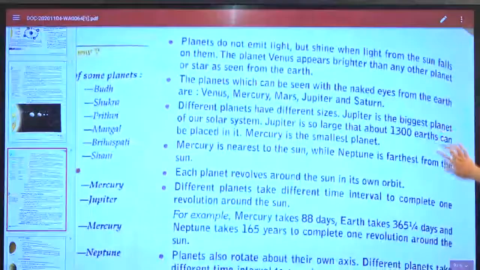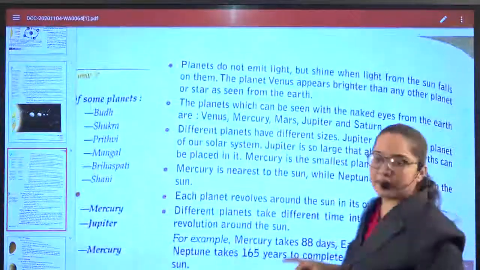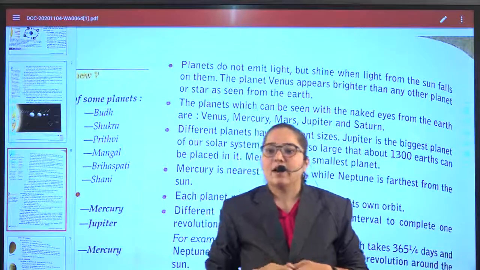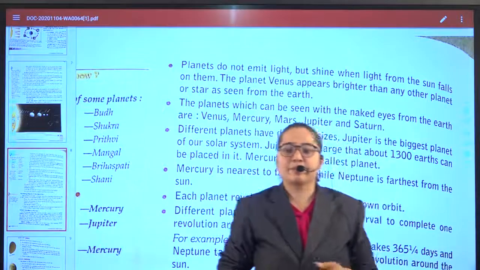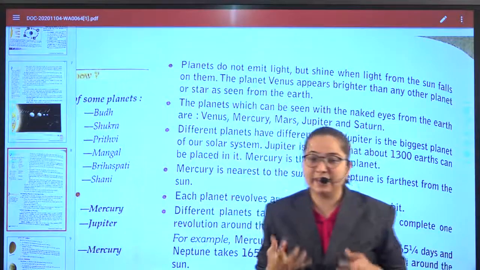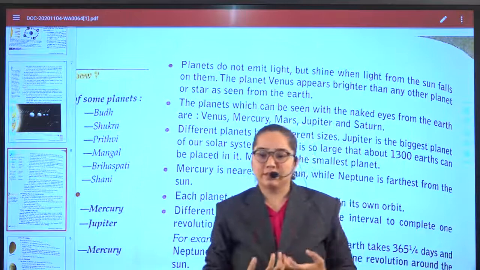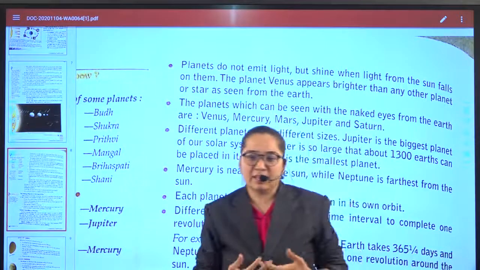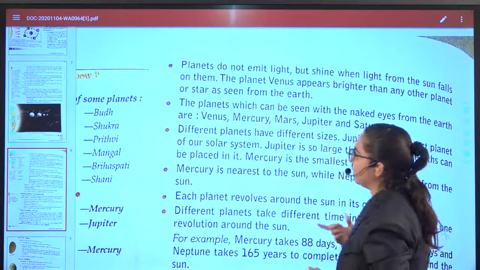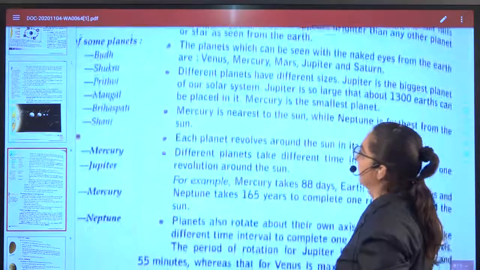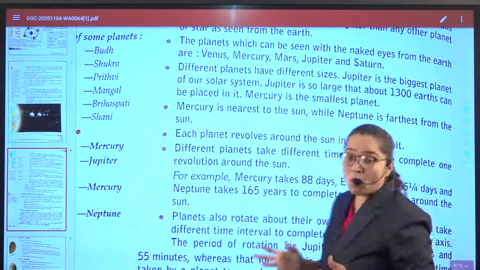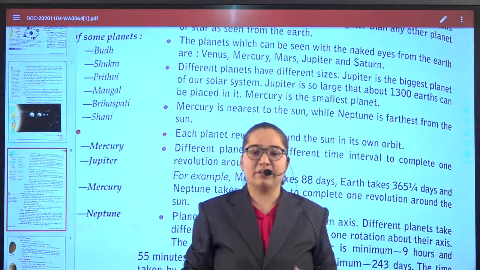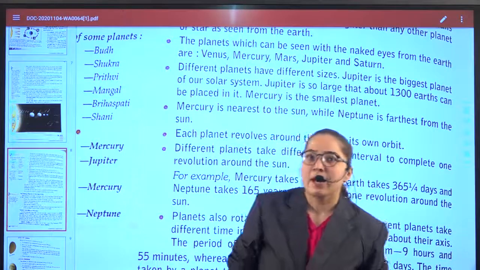Coming to the next, some important points regarding the planets. Planets do not emit light, but they shine when light falls on them. Venus appears brighter than any other planet as seen from the Earth. Planets that may be seen by the naked eye are Venus, Mercury, Mars, Jupiter and Saturn. Jupiter is so large that about 1300 Earths can be placed in it.